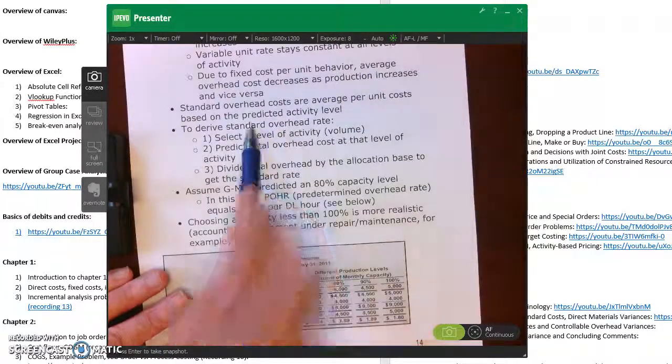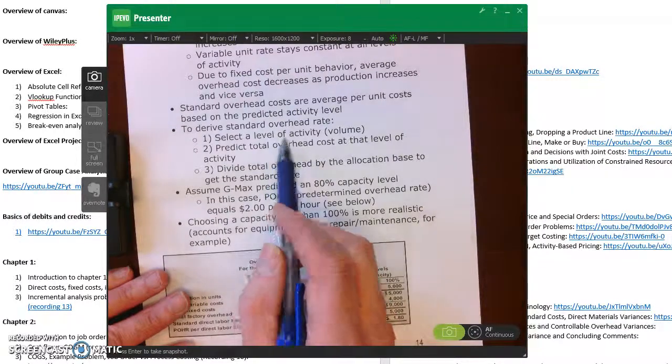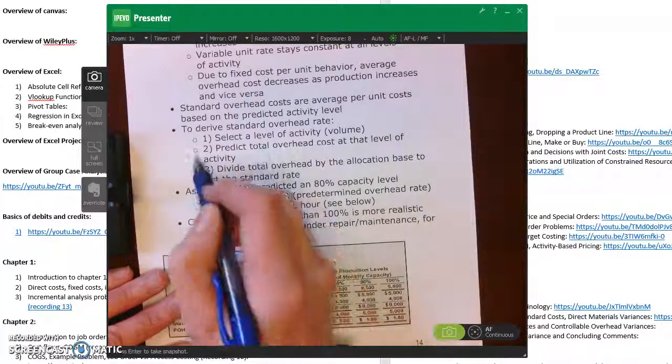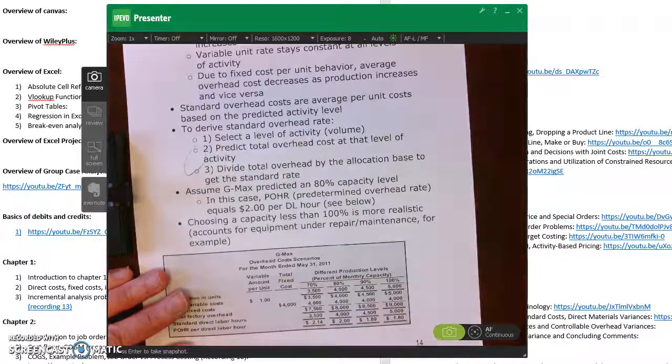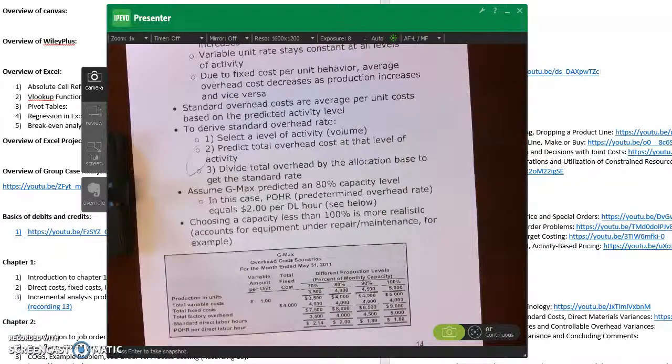So remember that we actually have to develop a predetermined overhead rate. The way we do that is we take our estimated amount of total overhead, which includes variable and fixed overhead. Remember, the numerator would be our overhead, variable and fixed, and we divide that by the allocation base. Now, in order to do this, we first have to select a level of activity. How much do we think we're going to make? Do we think we're going to be operating at 80% capacity, 70%, 90%, or 100%, or somewhere in the middle? Those are just numbers that we could choose.